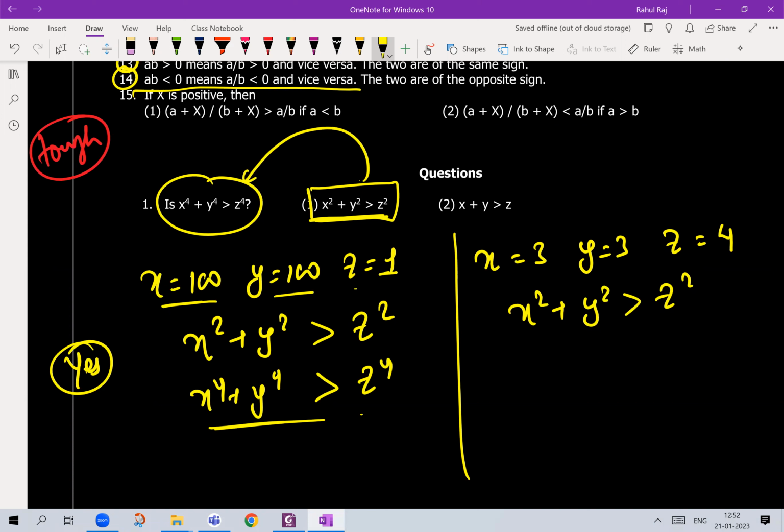Now, if I put this value into the actual question, do you think x^4 plus y^4 is greater than z^4 for these values? 3 to the power 4 is what? 81 plus 81. 81 plus 81 is 162. Do you think 162 is greater than 4 to the power 4? It is 256. It is not greater. And this is the no situation that I have. Please tell me here, anyone, any doubt? Anyone, any doubt? Please tell.